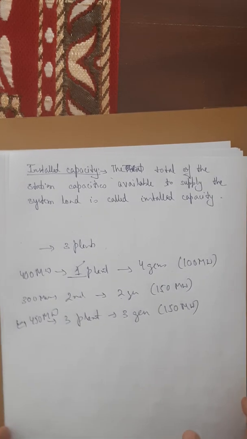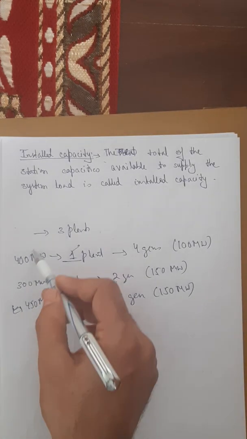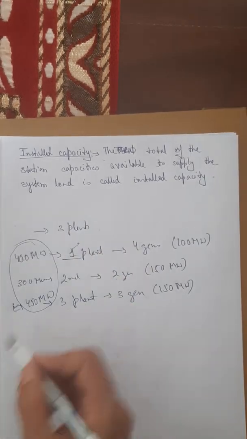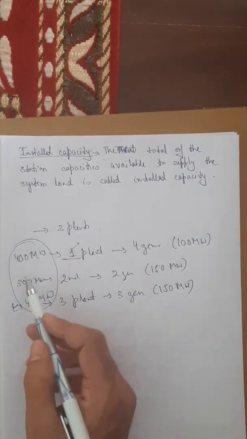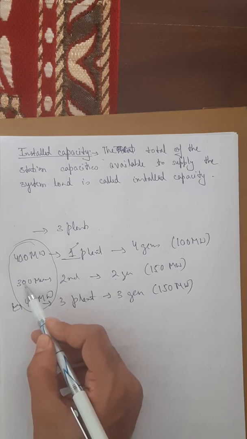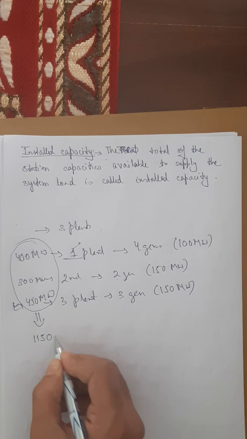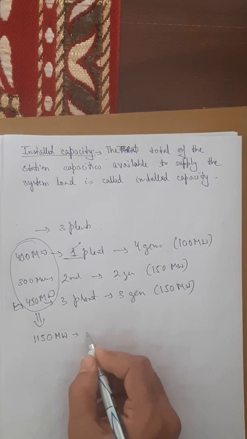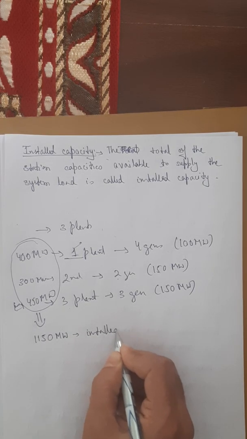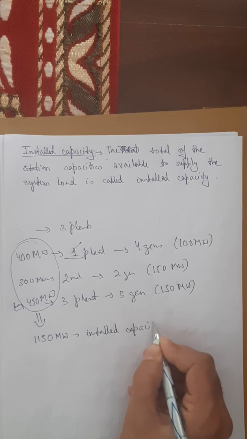Okay, so what is the installed capacity? Installed capacity is the total of the station capacity. So we have to take the total of these three units. 400 plus 300 is 700, 700 plus 450 is 1150. So I will have an installed capacity of 1150 megawatt.